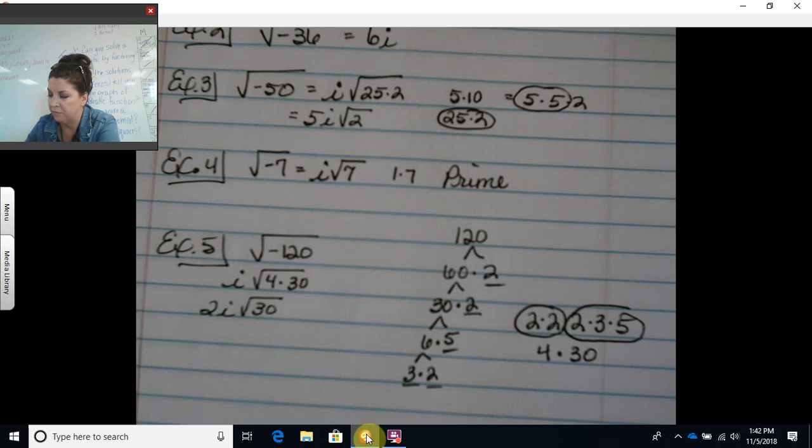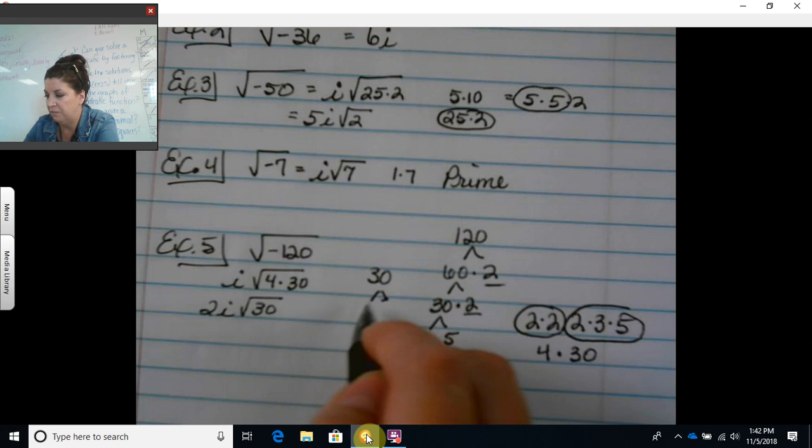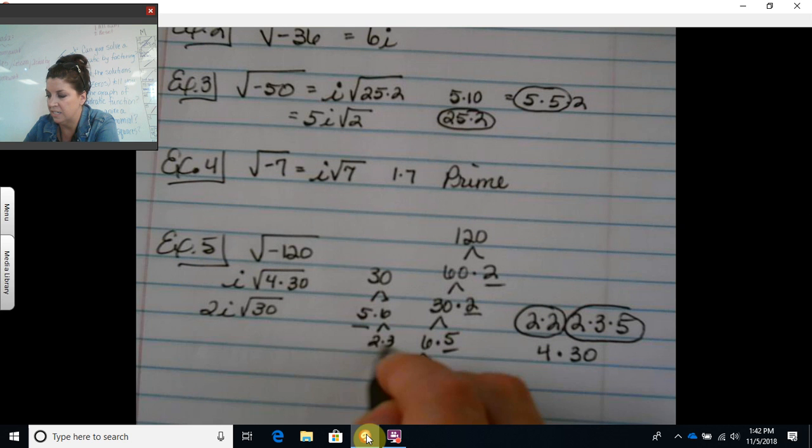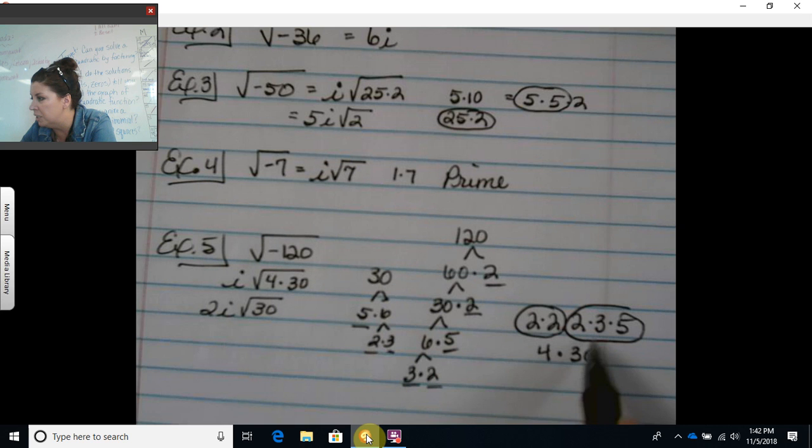Now, does 30 have any perfect square factors? I don't think so, but let me see. I know 5 times 6 is 30. 2 times 3 is 6. Do I have any prime factors that repeat? No, and I already knew over here my prime factors were 2 and 3 and 5, right? But just in case you were confused, 30 has no perfect square factors other than 1, and 1 does not help. So it's simplified as far as you can simplify.